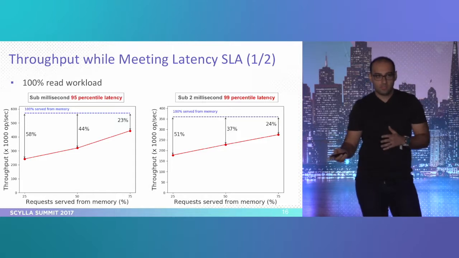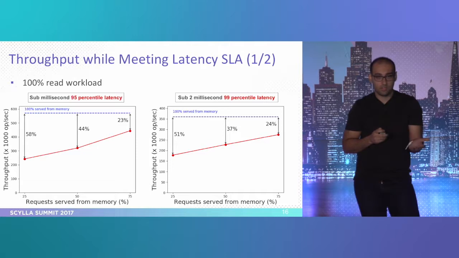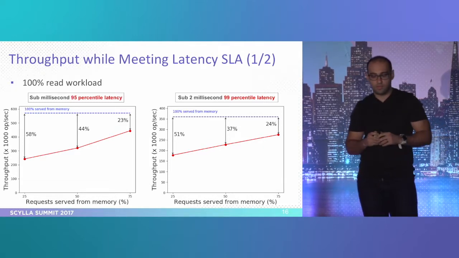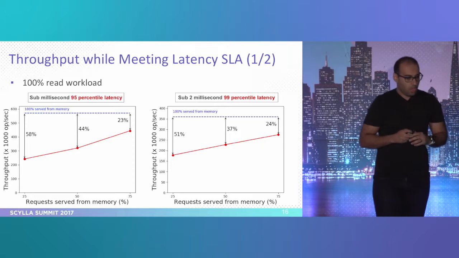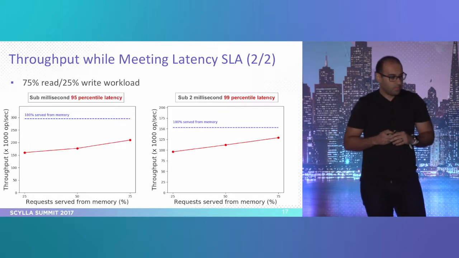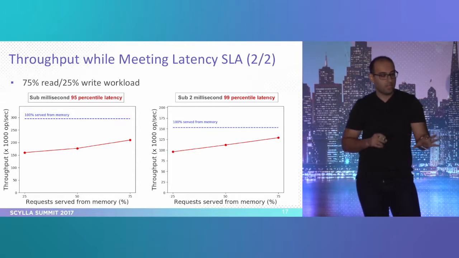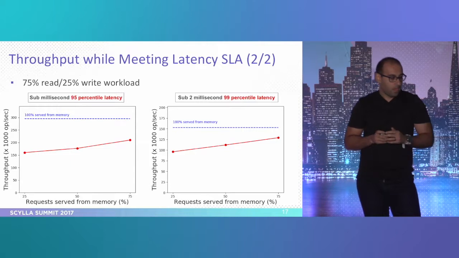A similar trend and similar numbers exist for the 99 percentile, which is a very good SLA if you look at it. For that, it's 51%, 37%, and 24%. Now let's look at the second case. So we looked at the read-only case. Now we're looking at 75% read, 25% write.